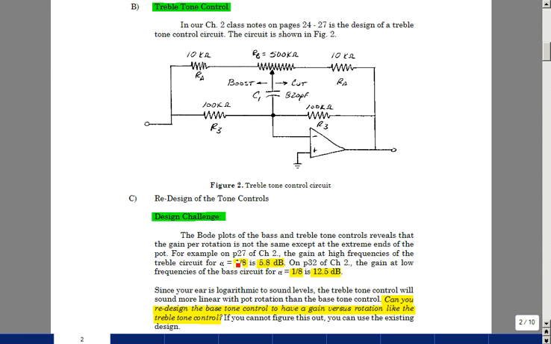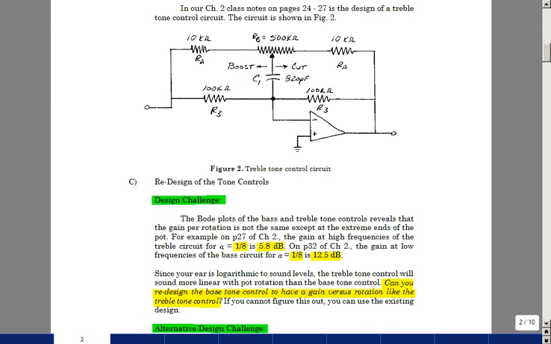Now, if you look at page 27 of Chapter 2, you'll notice that for the treble tone control, when the pot is turned to 1/8 of its rotation or slide, the gain is about 5.8 dB. And then in the bass control circuit, the value for the same pot rotation is about 12.5 dB.